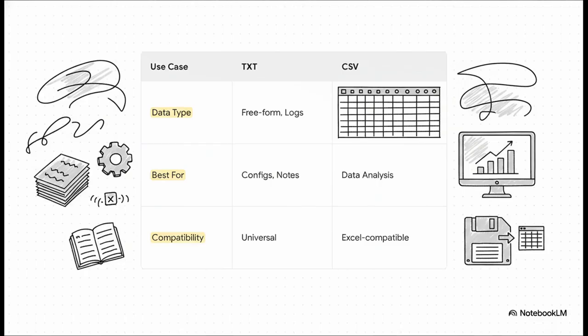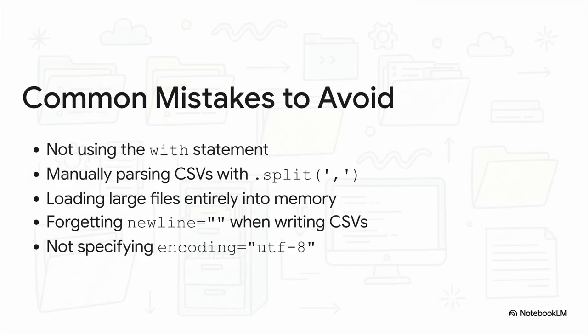Use text files for unstructured stuff, logs, notes, config files. But the moment you have data that fits into rows and columns, anything that would look at home in a spreadsheet, CSV is absolutely the way to go. And here it is, your final checklist of things to avoid.